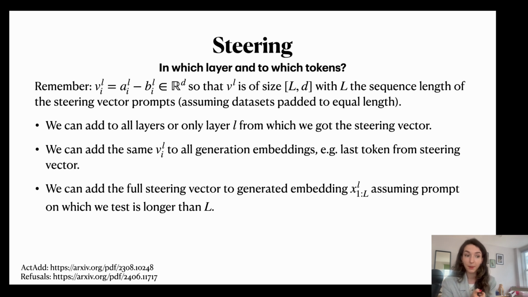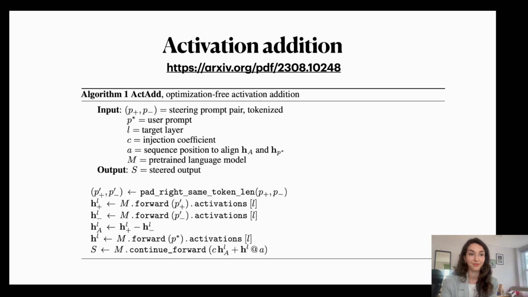The other option, though, is to work directly with this full V^l of size d by L, L being the sequence length of our steering vectors. And we could then basically add this into the whole L tokens of our input prompt. The only thing that this would assume is that whatever the test prompt is, it's going to be longer than L, because we want to add in this full steering vector of size L into our newly generated outputs when we do the steering.